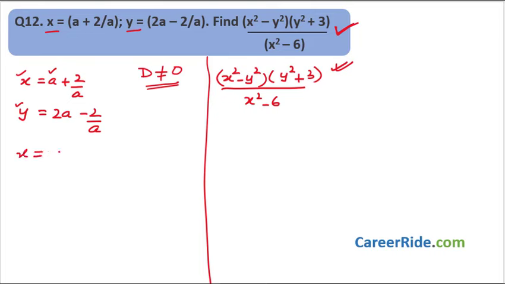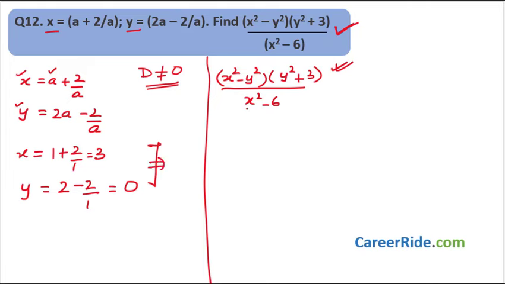x becomes 1 plus 2 by 1, that is equal to 3. And what does y become? y is equal to 2a minus 2 by a. So y becomes 2 minus 2 by 1, right? So what is this? This is equal to 0. So it means x is equal to 3, y is equal to 0 is what I have here.